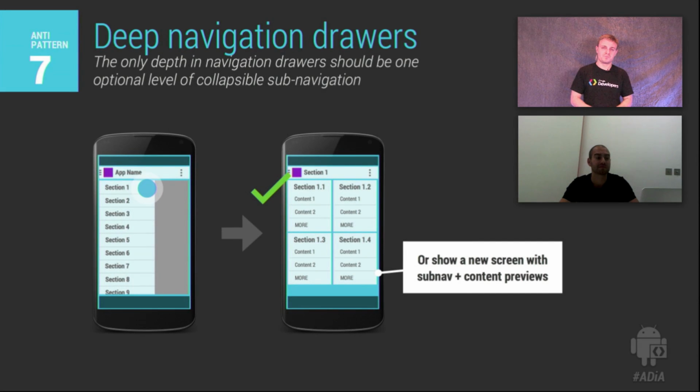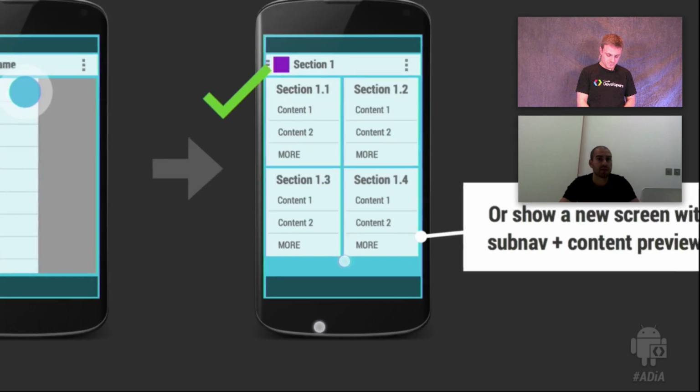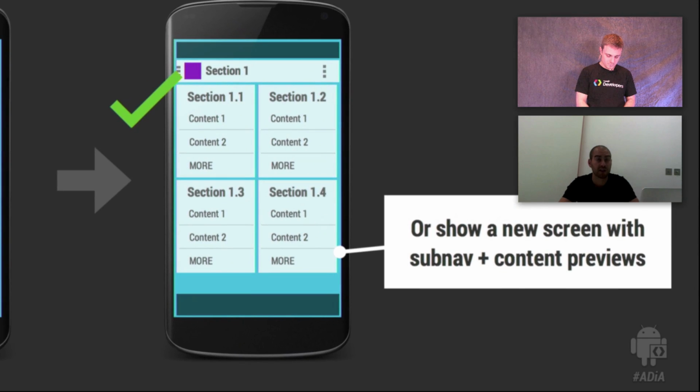Nick, do you want to talk about that one? Sure. Yeah. So an alternative might be instead of putting all your navigation in a drawer, you might break out to another way of doing sub-navigation. So in this example on screen here, the screen you get to when you switch sections, you can have some kind of more navigation type activity there as well as content.